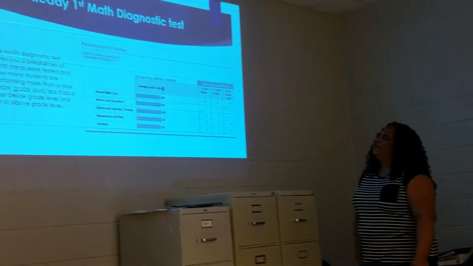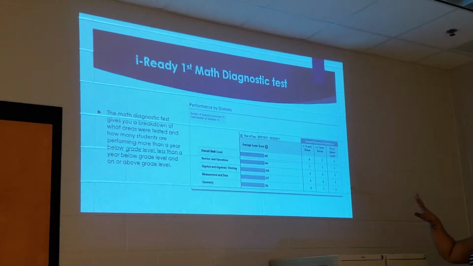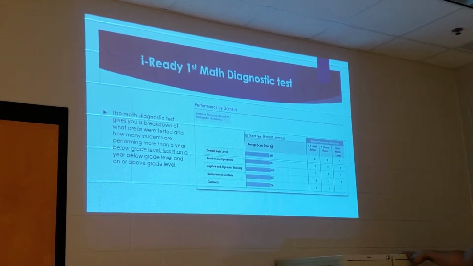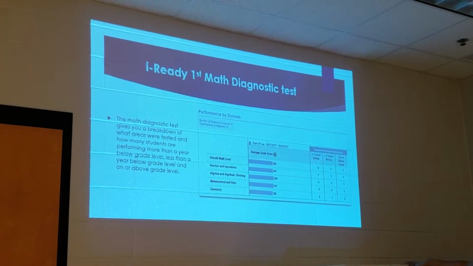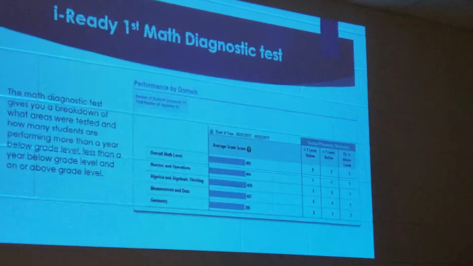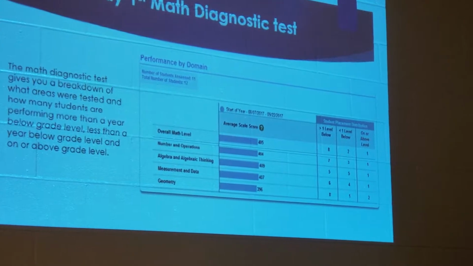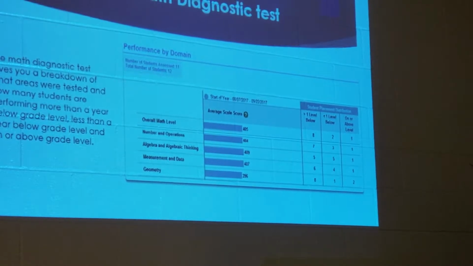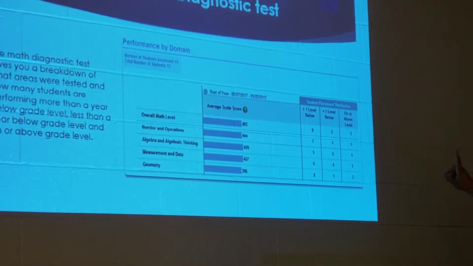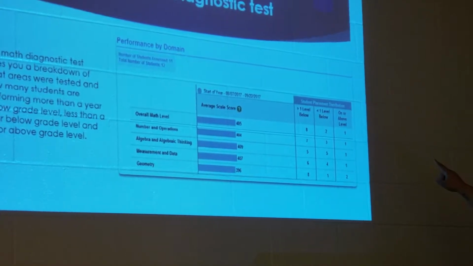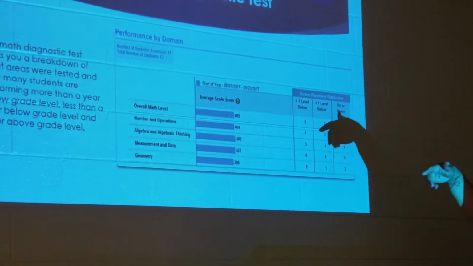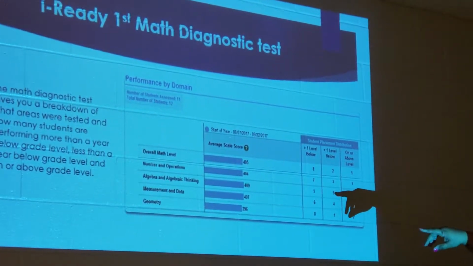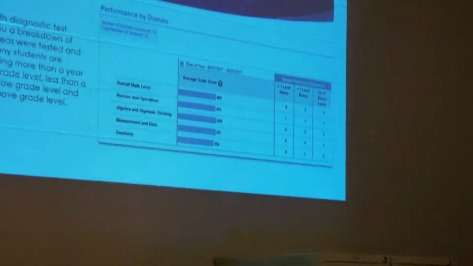So here is some information from our diagnostics. This is from the first diagnostic test for math. The diagnostic test gives you a breakdown of what areas we're testing and how many students are performing more than a year below grade level, less than a year below grade level, or on or above grade level. If you look at the scores here, it gives you the overall math score, and it shows that 8 students are more than a year below, 2 are less than a year below, and there's 1 on level. Then it breaks down into the different areas within the test: number and operations, algebra and algebraic thinking, measurement and data, and geometry.